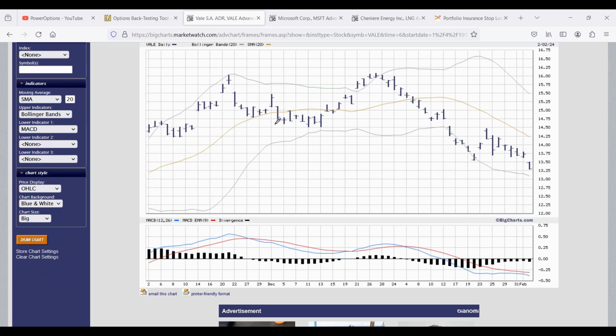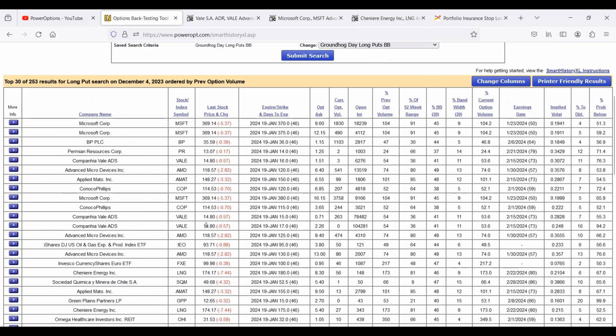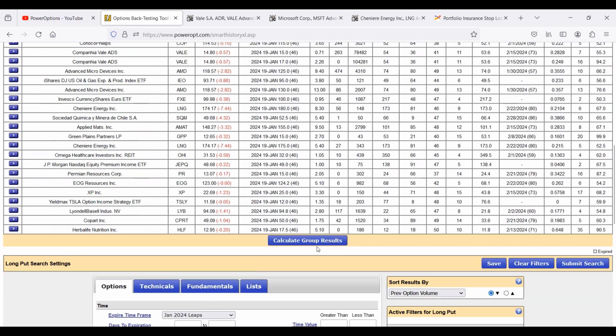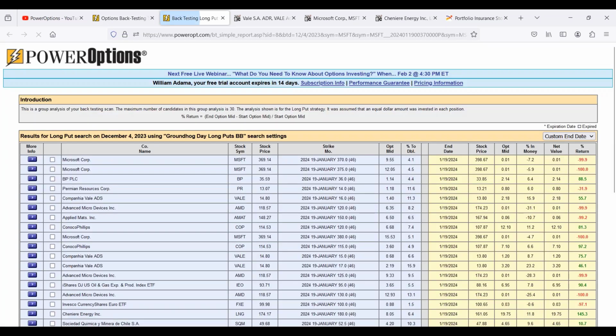All right, so we're not going to go through all of these. We're going to do something much faster, but I just wanted to take a look there to see if it was giving us the charts we wanted. And yes, it was. I just looked at the first one wrong because I thought this was going to be our December period, and it wasn't. That's the November period. Well, now that I've got my results, it's the top 30 of 253 results. Let's just calculate group results. Let's see how these all performed to standard January expiration.